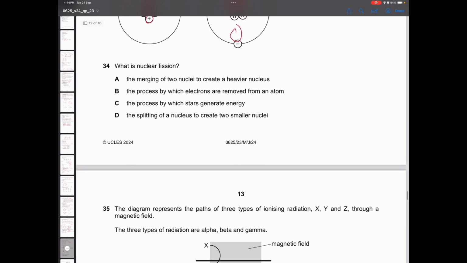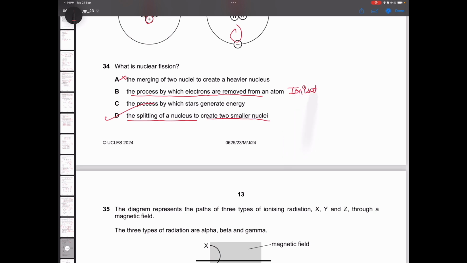Nuclear fission is when a heavy nucleus splits to form smaller nuclei. So if you look at option D, splitting of a nucleus to create two smaller nuclei, this is the correct one. Nuclear fission is not merging up of, no. And the process by which electrons are removed, this is ionization, not nuclear fission. Process by which stars generate energy, this is also not nuclear fission. So option D will be the correct one.